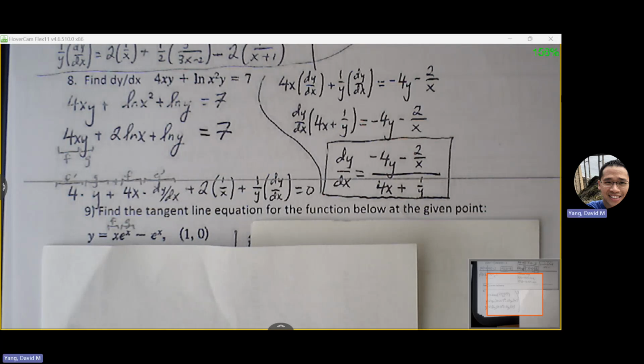Number 9, find the tangent line equation. So if we can just get to the derivative, plug in the x value, get our slope, and then do point slope form. Okay, try number 9.